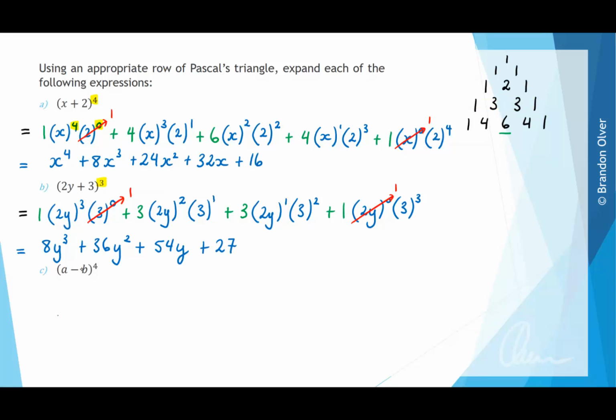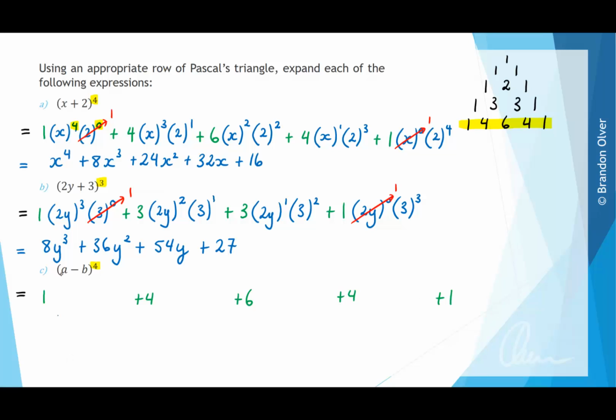For our last example, we're going to just expand a minus b to the power of 4. So again, we go down to this fifth row of Pascal's triangle. And when we expand this, it's going to be equal to, and our expansion coefficients for this are 1, and then plus 4, plus 6, plus 4, and plus 1.